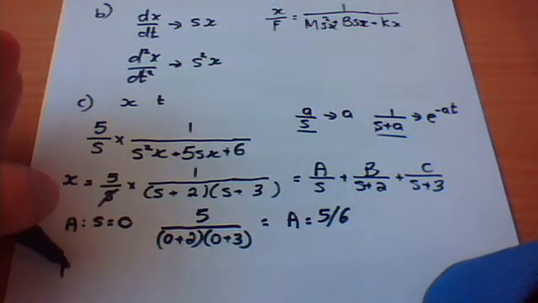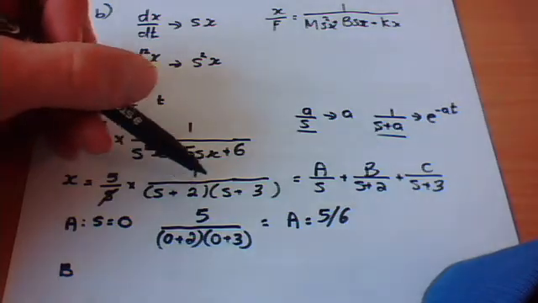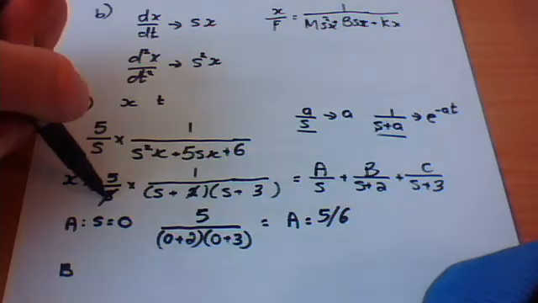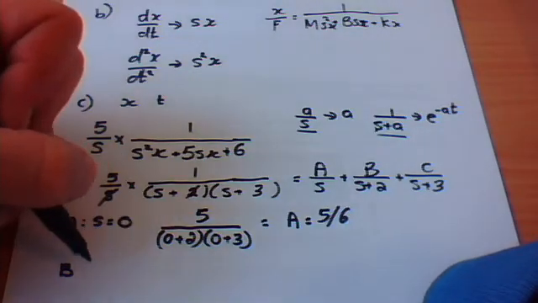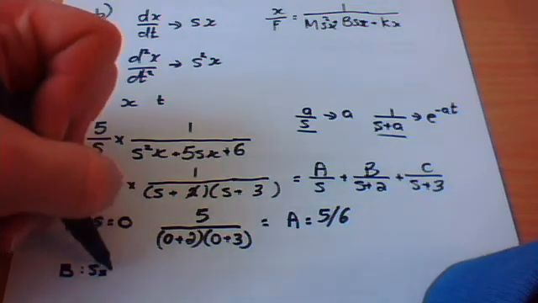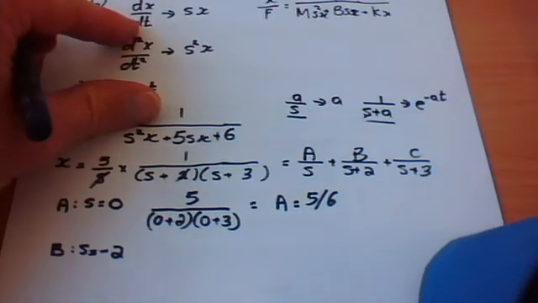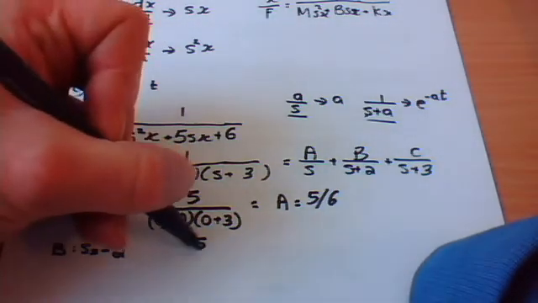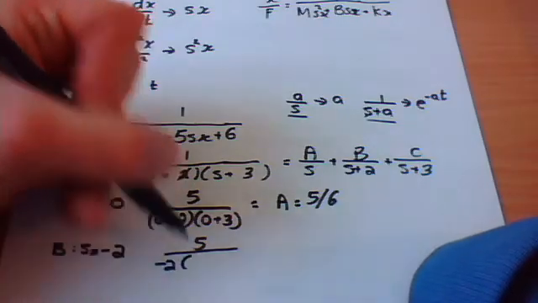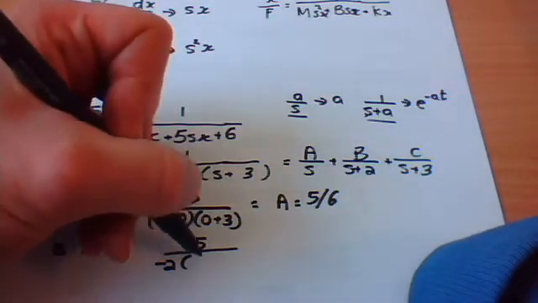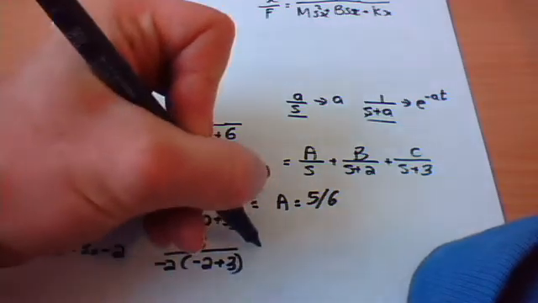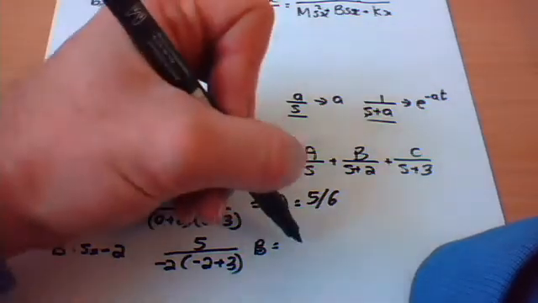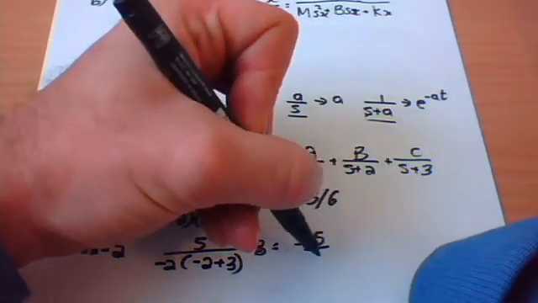If we want to find b, similar method, going back to this equation, and what we'll do is, so b is s plus 2 here, so we can knock out that one, bringing this one back in, okay, and we'll let s equal minus 2 to take it out of the value. And then what we've got is 5 over minus 2, and we have minus 2 plus 3. Okay, so b then becomes minus 5 over 2.